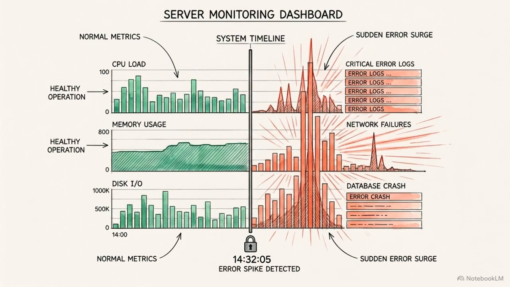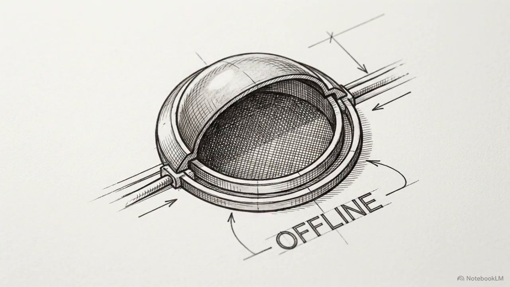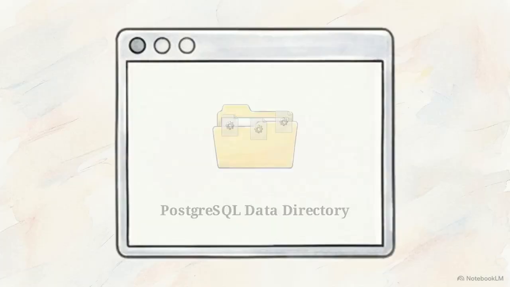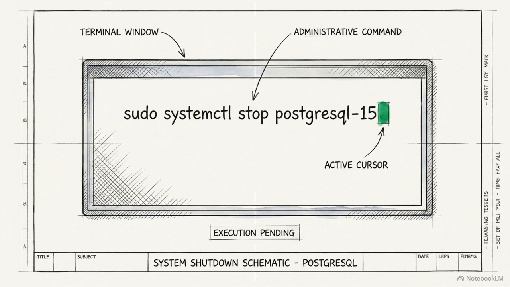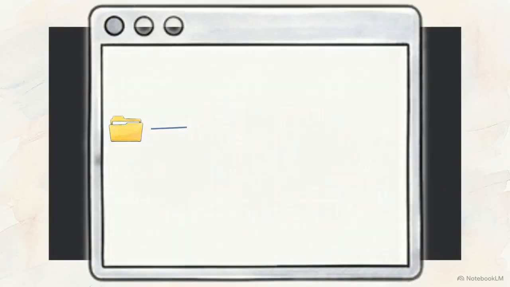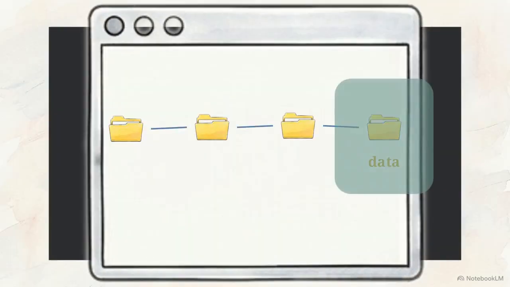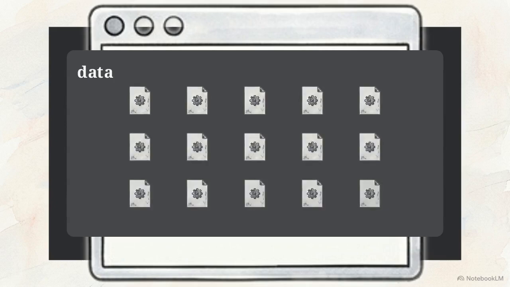Before we can begin to recover, we must halt the Postgres cluster service. Attempting file-level restoration on a running database will cause severe file conflict. We execute sudo systemctl stop postgresql-15 to bring all background processes to a complete halt. Now we navigate directly into the core Postgres data directory to prepare the environment for the incoming backup.